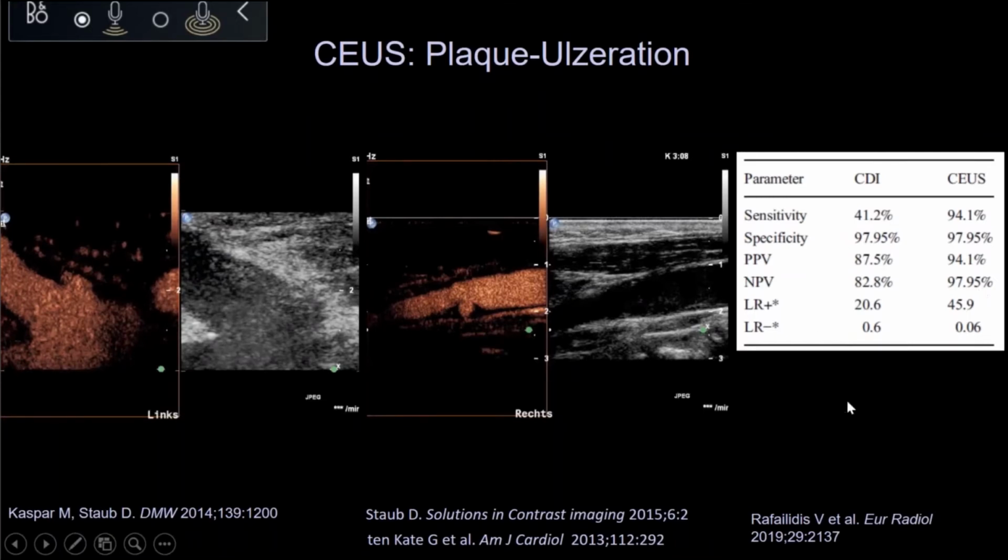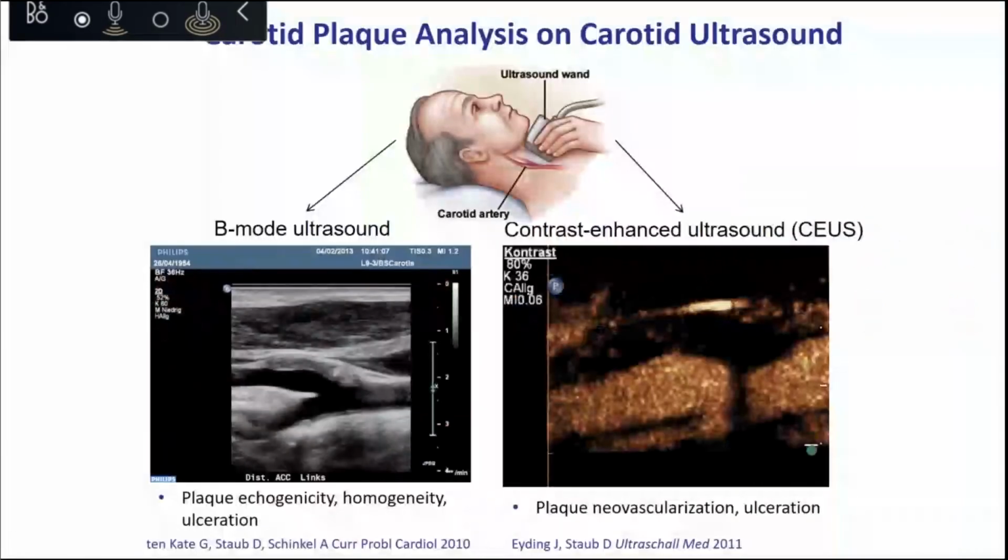What has been shown recently by Rafaelidis is that by using contrast-enhanced ultrasound, you can increase the sensitivity to detect plaque ulcerations compared to conventional ultrasound from 40 to over 90%, which is excellent. And I think it is a great option to see this alteration in these plaques.